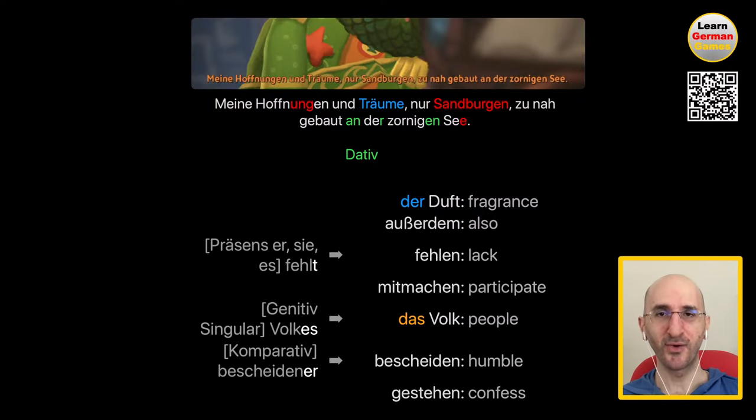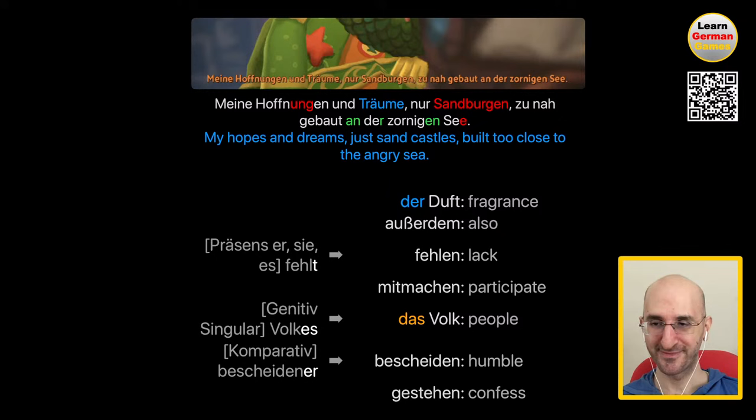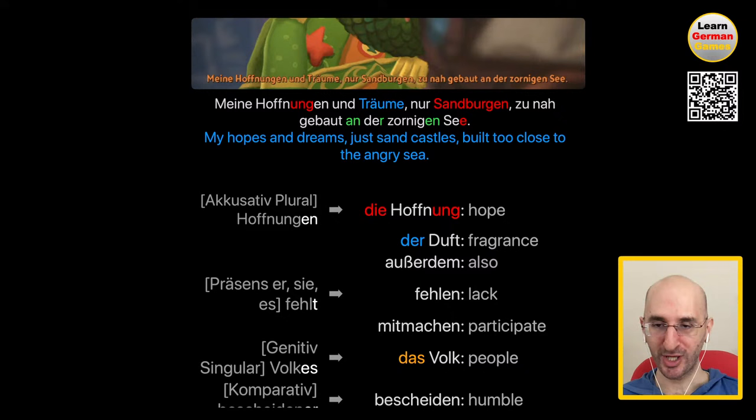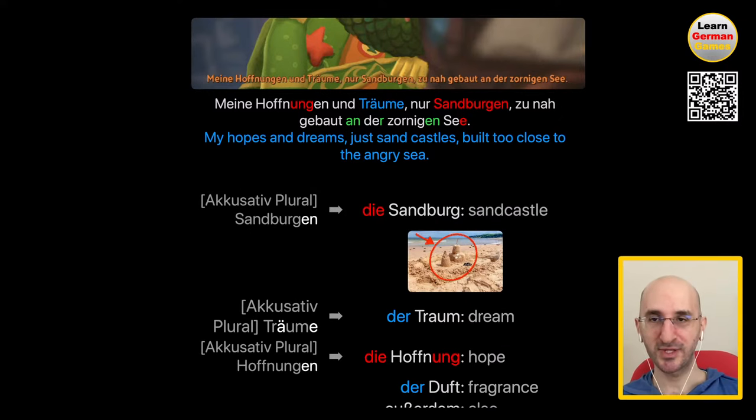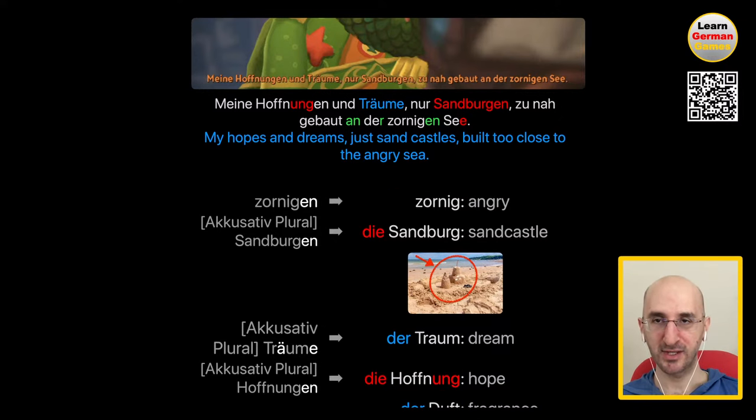Meine Hoffnungen und Träume nur Sandburgen zu nah gebaut an der zornigen See. Let's add these words one by one. Meine Hoffnungen, Hoffnungen is the plural of die Hoffnung, the hope, und Träume is the plural of der Traum, the dream. So my hopes and dreams, nur only sandcastles. Die Sandburg is a sand castle, and this is a plural here with an N at the end, Sandburgen, zu nah, too close. Gebaut, built, an der zornigen See. We have the adjective here, zornig, angry, yeah.